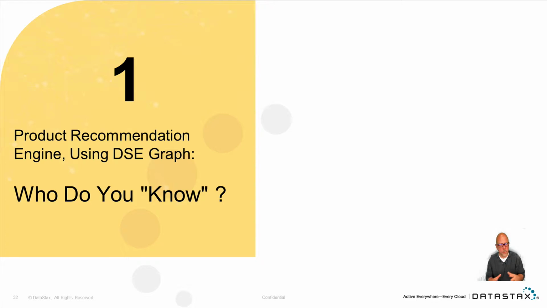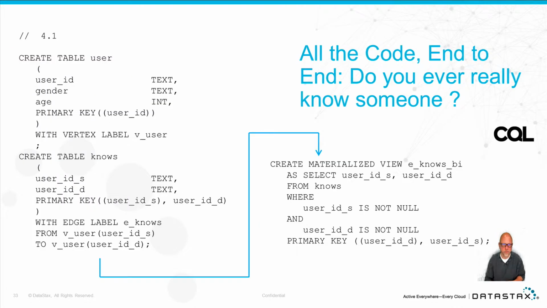A couple of steps. I think there are 4 steps or 4 progressions in the creation and understanding of product recommendation using Graph. We're going to start with who do you know. By volume, this is about 5% of the query, and we're going to spend about 1/3 of the time on it just because you've never seen Graph before. So all of the code, end to end, who do you know? And do you actually know them?